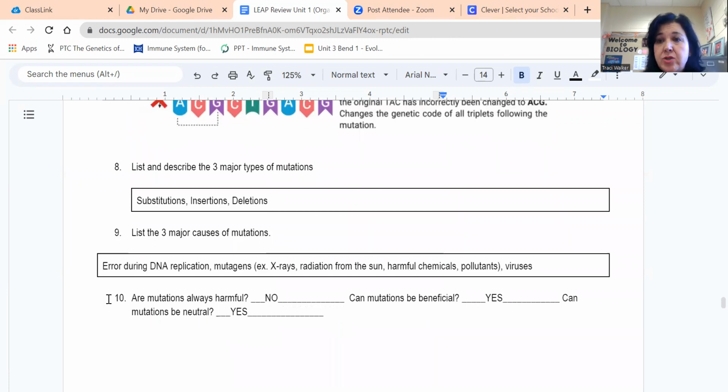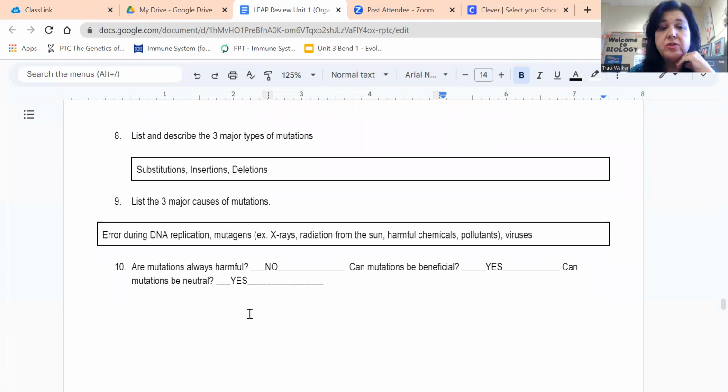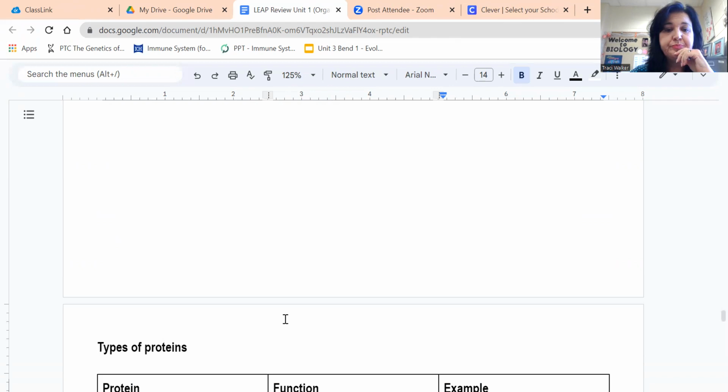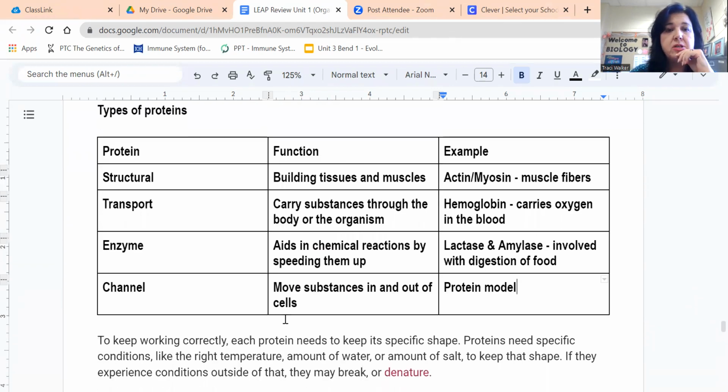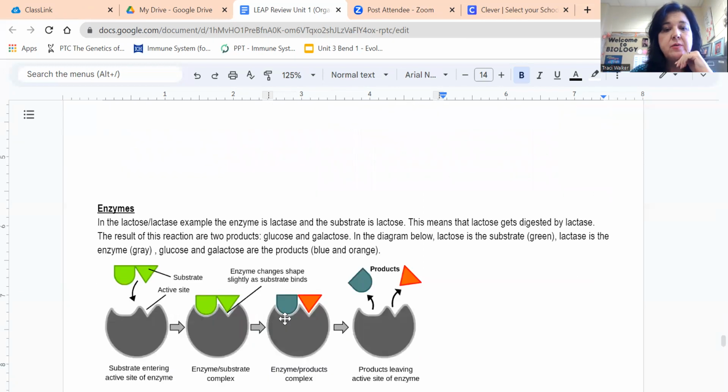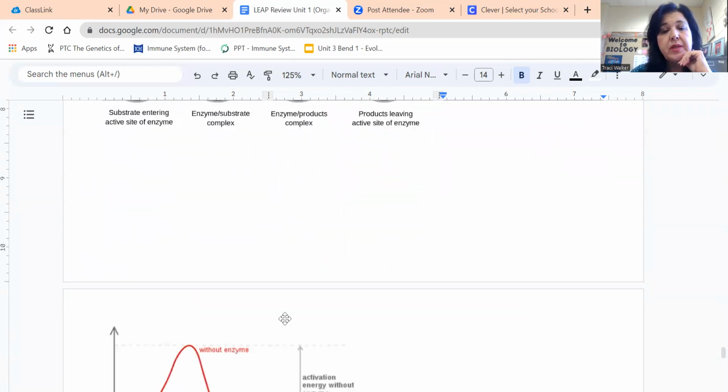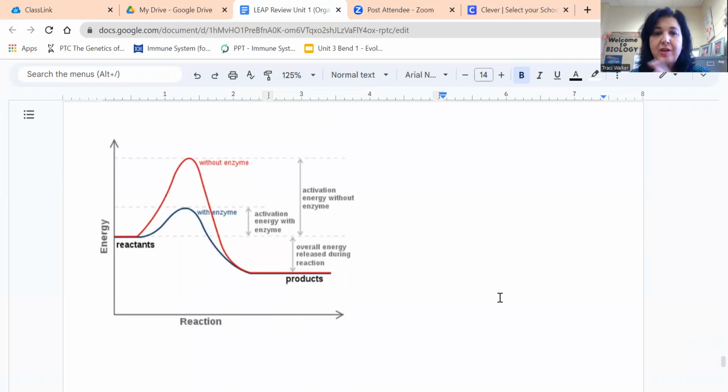We learned that there are 3 major causes of mutations, one of those being errors during DNA replication, and mutagens, which are things out in the environment like X-rays and radiation from the sun, harmful chemicals, pollutants, and viruses. We also learned that mutations are not always bad. Sometimes they are neutral, and sometimes they're actually beneficial. And then we just finished up by talking about the different types of proteins and how enzymes work to help our body. Okay, that's Unit 1.